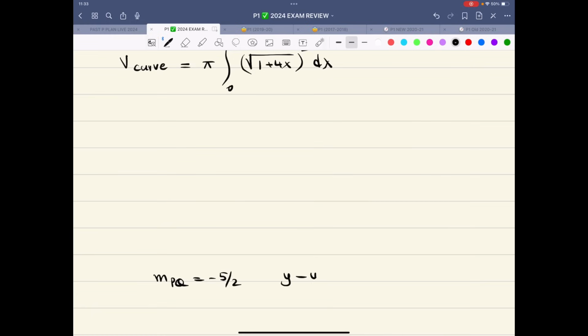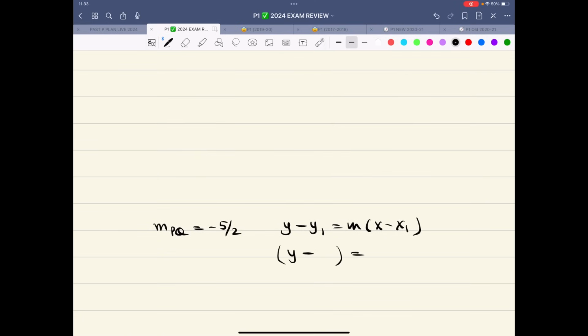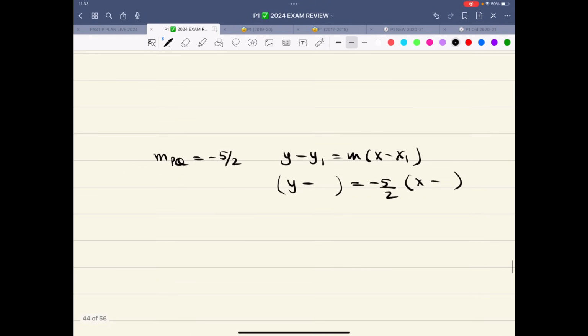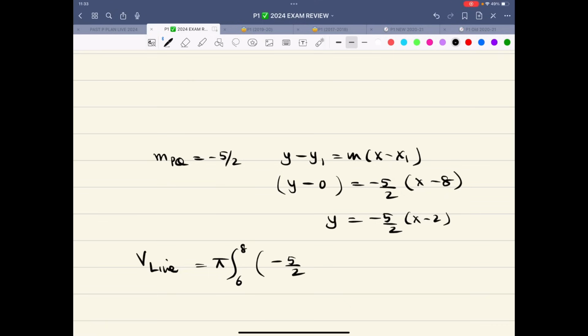And I can write y minus y1 is m times x minus x1. Y minus something is negative 5 over 2 times x minus something. So now it's my choice whether I use P or I use Q. Let me use Q, which is (8, 0). So this is y minus 0 and this is x minus 8. So y equals minus 5 over 2 times (x minus 8). So volume under the line, that is between the limits pi, 0 and 6. No, it's not 0 and 6. It's 6 and 8. And this is minus 5 over 2 times (x minus 8), whole squared, dx.